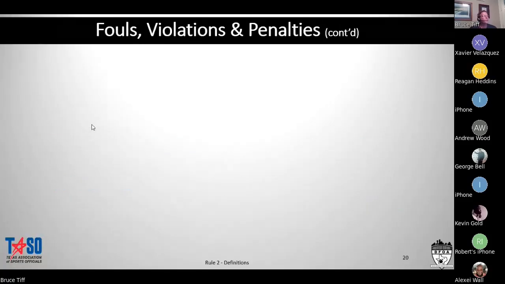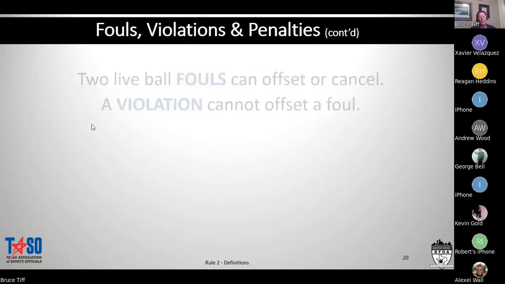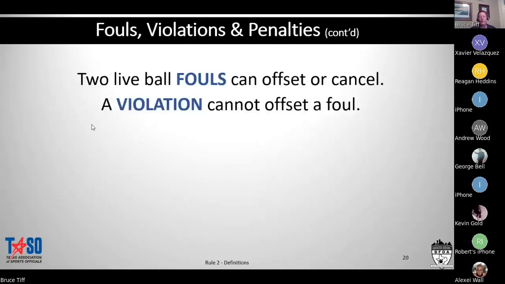Okay, more on fouls and violations and penalties. Two live ball fouls can offset or cancel. However, a violation cannot offset a foul. So all they're saying here is, let's say team A committed a violation and team B committed a foul. Well, they don't cancel out because you have to have two or more fouls for them to offset or cancel. Violations can never offset a foul.